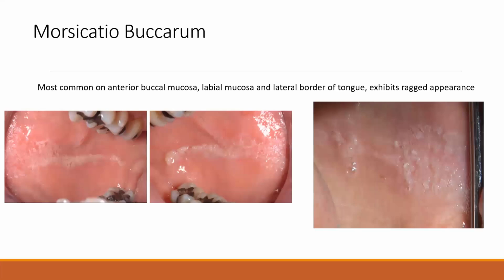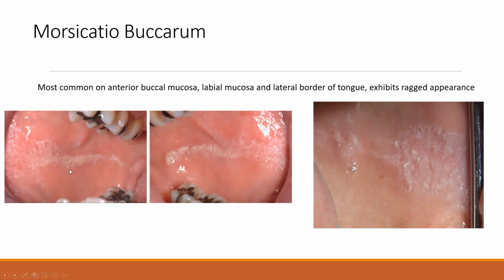The first one is morsicatio buccarum. Morsus is a Latin word meaning bite. Chronic cheek chafing produces these lesions, and they are found in people who are usually under stress or have some psychological conditions. This is almost always bilateral, meaning it is seen on both buccal mucosae. Sometimes it can extend to the labial mucosa.